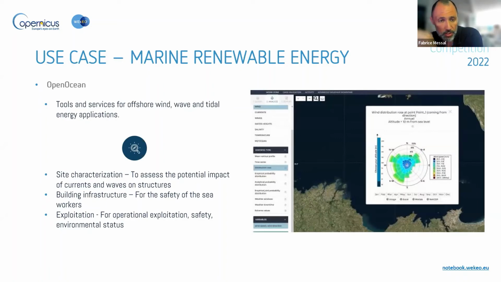of energy of the sites, to build infrastructure for the safety of the sea workers, to be able to know the state of the ocean, and during the exploitation for operational purposes, safety, and environmental status, which can be required by the European Union or the national authorities. The Jupyter Notebook can be used to create new ways to represent the data in this kind of Metocean application and give access to a new point of view and information.